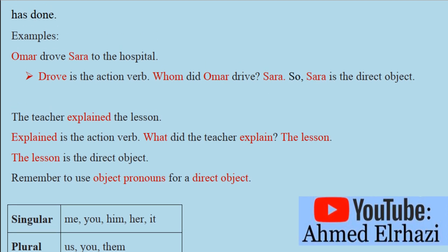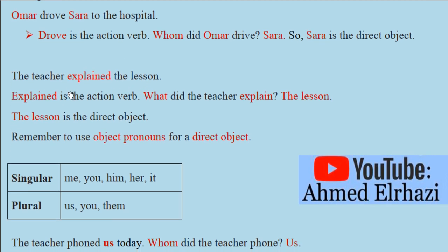Okay? The teacher explained the lesson. Explained is the action verb. We ask what, or whom: what did the teacher explain? The teacher explained the lesson. The action verb explain refers directly to the lesson. So the lesson is the direct object.